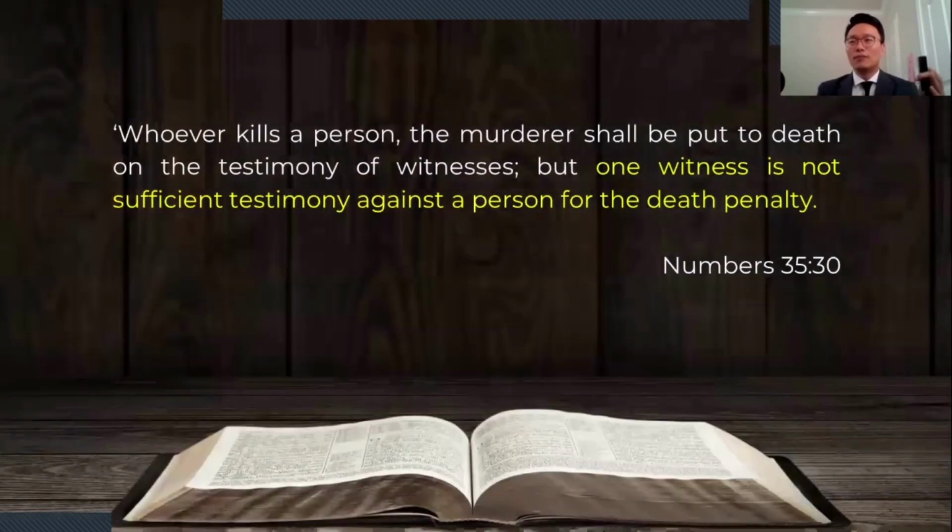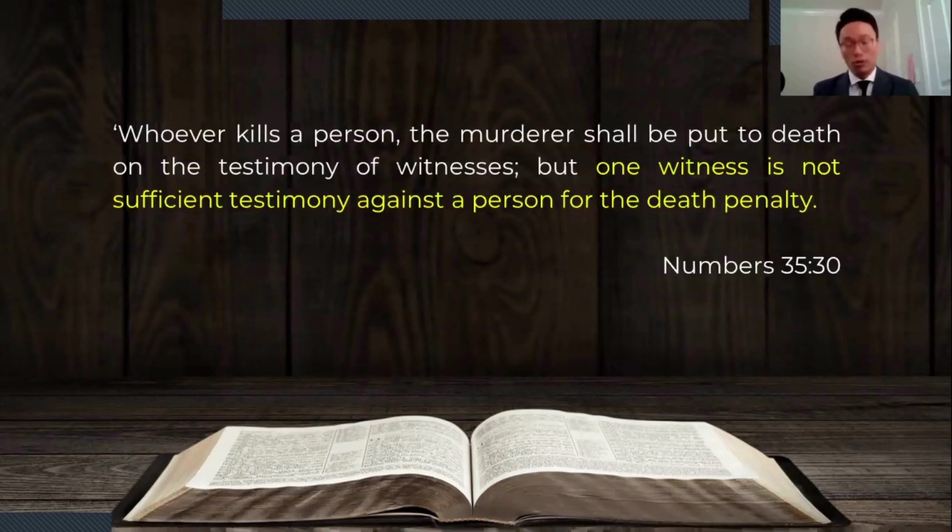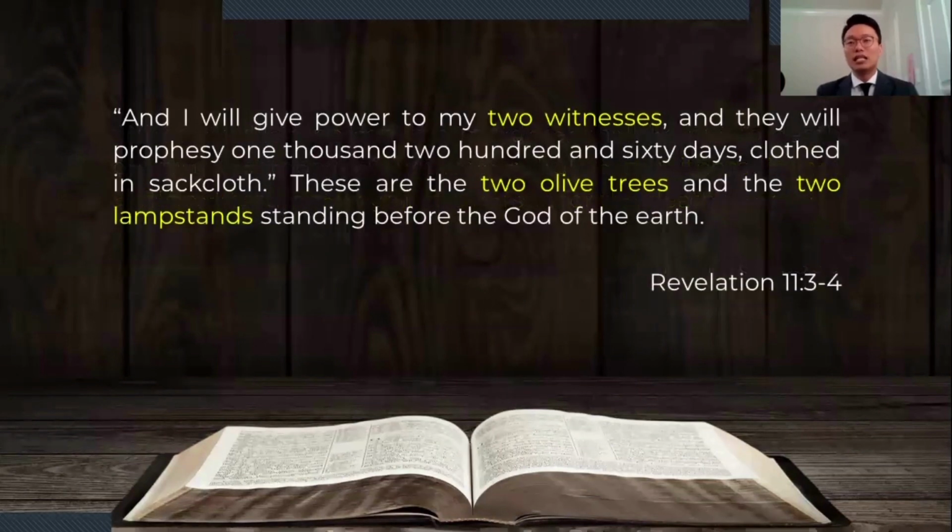Well, here, Numbers 35, "Whoever kills a person, the murderer shall be put to death on the testimony of witnesses. But 1 witness is not sufficient testimony against a person for the death penalty." So 1 witness is not enough. At least 2 witnesses or more. At least 2. Right?